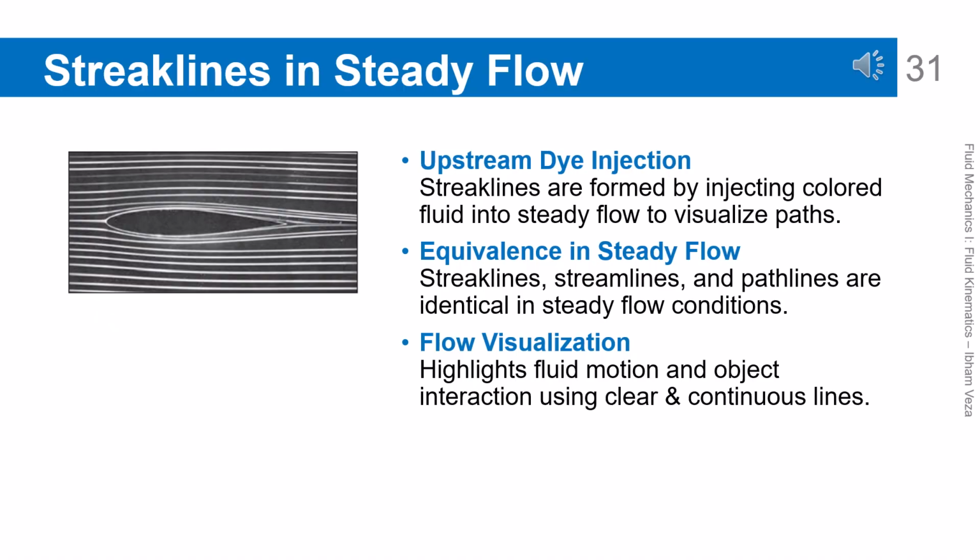Streaklines in steady flow. In steady flow, streaklines, streamlines, and pathlines coincide and become identical. This happens because the velocity field does not change with time. The injected dye follows the same path as the instantaneous flow direction. This condition greatly simplifies the interpretation of flow visualization. This concept emphasizes the important difference between steady and unsteady flows.